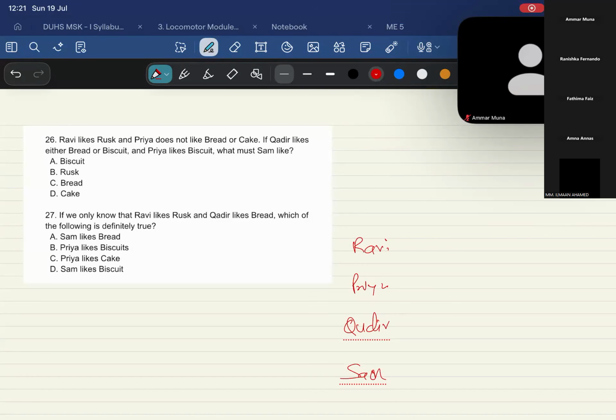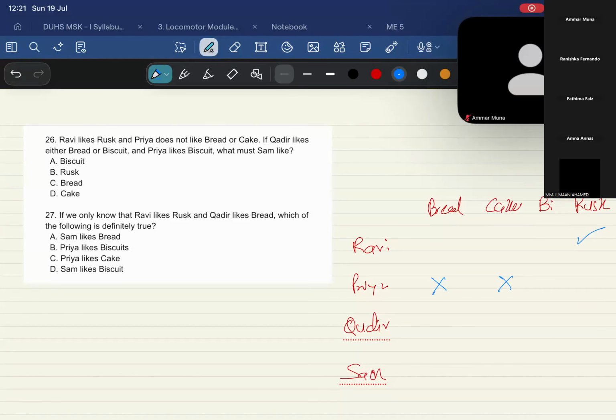What are the foods here? We have bread, cake, biscuits, and rusk. So Ravi likes rusk. And Priya does not like bread or cake.